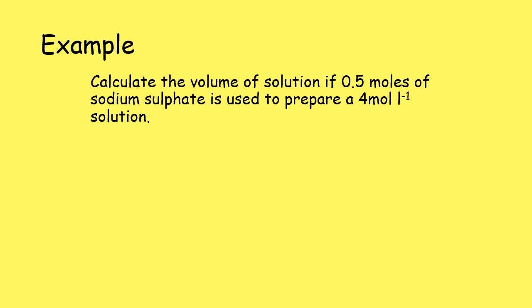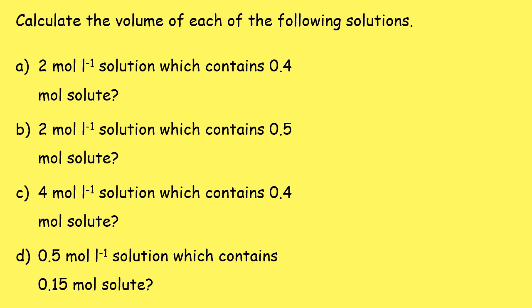Now we're going to use the third equation, which is calculating volume. We calculate the volume of a solution if 0.5 moles of sodium sulfate was used to prepare 4 moles per litre of solution. So V equals n divided by c. Our number of moles is 0.5. Our concentration is 4 moles per litre. 0.5 divided by 4 gives us 0.125 litres. If we wanted to turn that into centimetres cubed, we would multiply it by 1,000, and that would be 125 centimetres cubed.